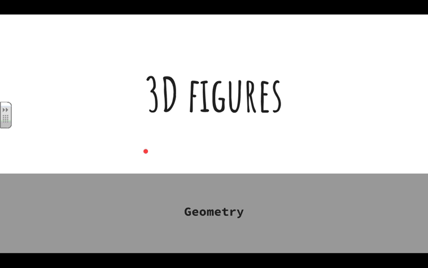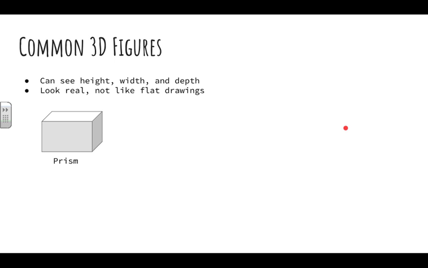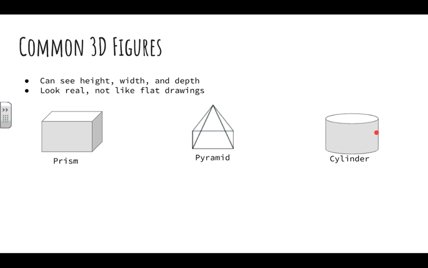Today we're just going to talk about the basics of identifying and naming 3D figures. So let's get into it. Here are some common 3D figures. The prism, the pyramid, the cylinder, the cone, and the sphere.